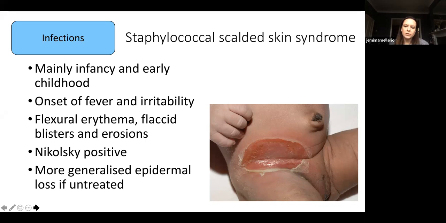And importantly here, the child will be unwell. They'll be off their feeds, they'll have a temperature, they'll be in pain, very uncomfortable. And it usually starts in the flexures. So as we can see here, with some redness, some flaccid blisters, and the roof comes off those blisters because they're so superficial and leave behind these eroded areas. And you will often have what's called a positive Nikolsky sign. And that means that if you were to rub just adjacent to the eroded area, actually the epidermis would lift off. So it just shows this incipient separation of the epidermis at that point. And what happens if this isn't recognized and it isn't treated is that those areas of desquamation spread and become very widespread.